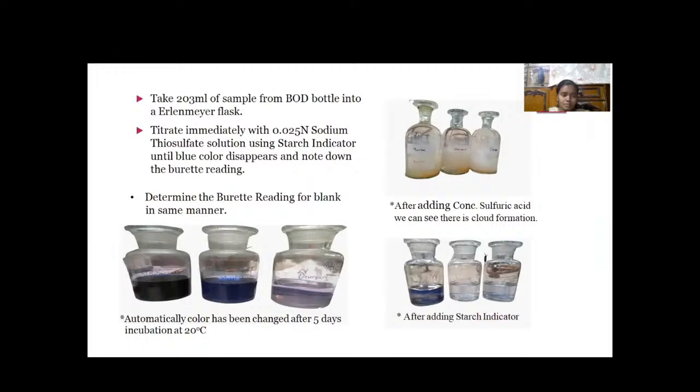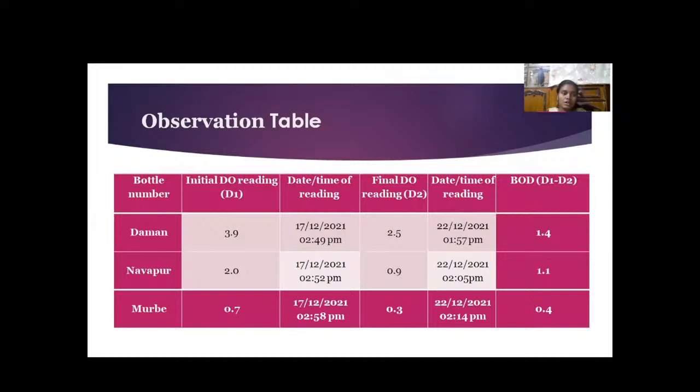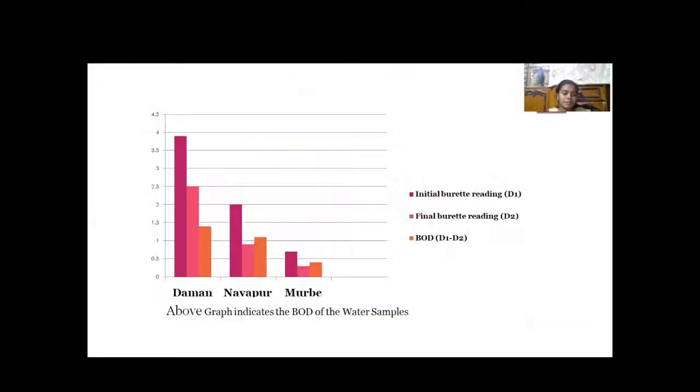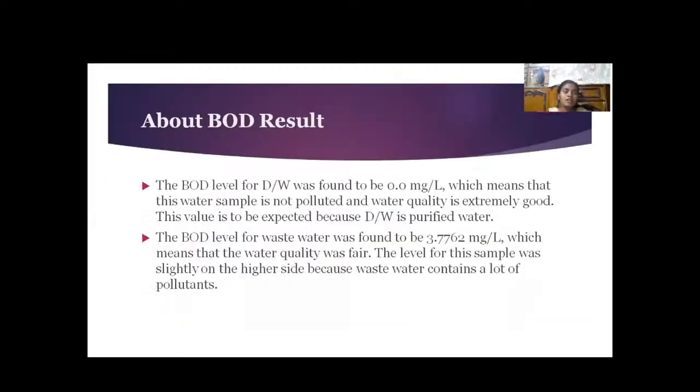When the blue color disappears, we incubate the water samples at 20 degrees Celsius for 5 days. After 5 days, we can see the color has changed automatically. This is the observation table of day 1 and day 2. This graph indicates the BOD of the water sample.